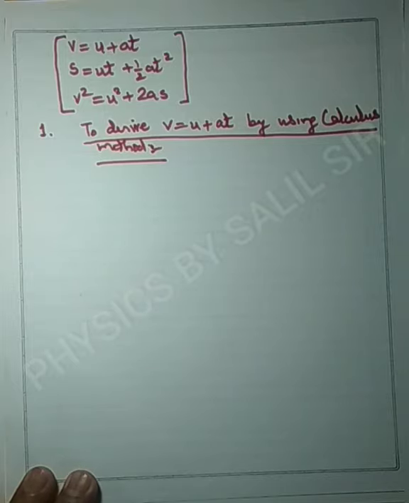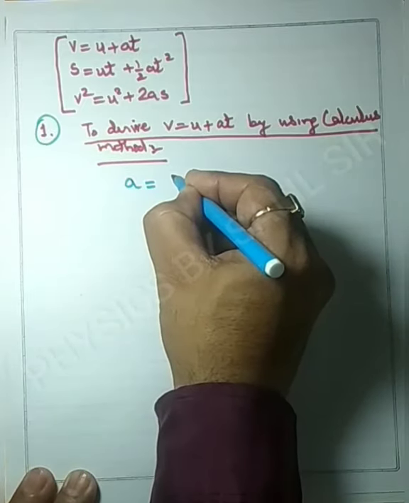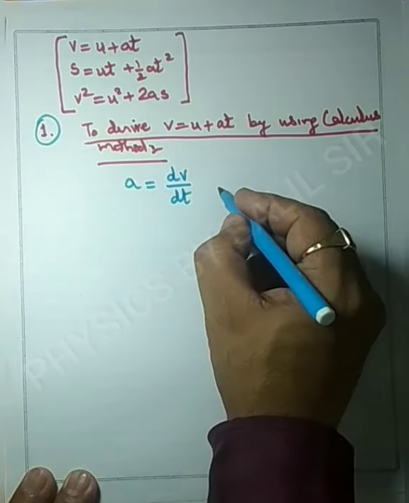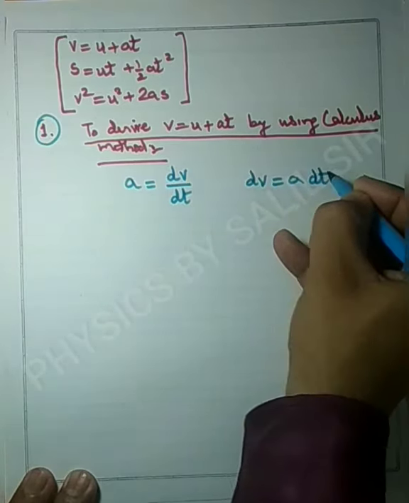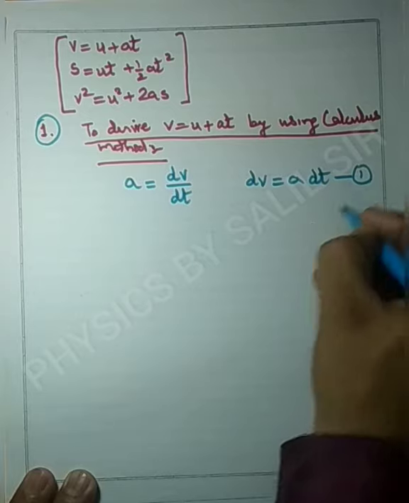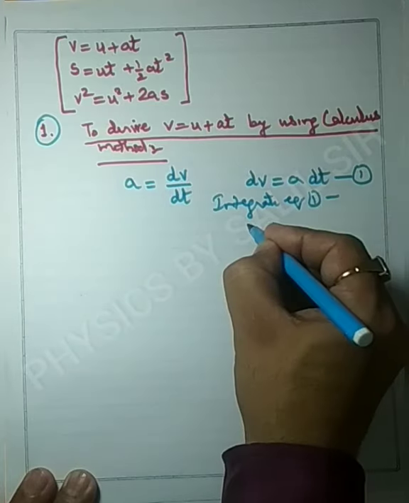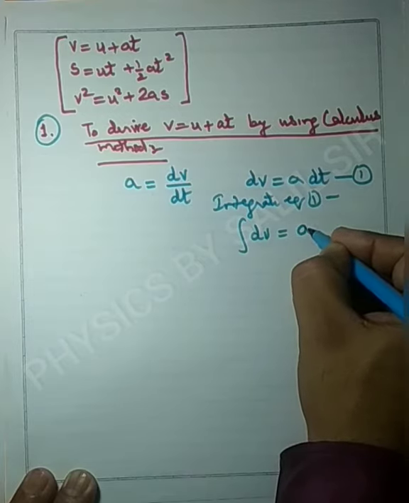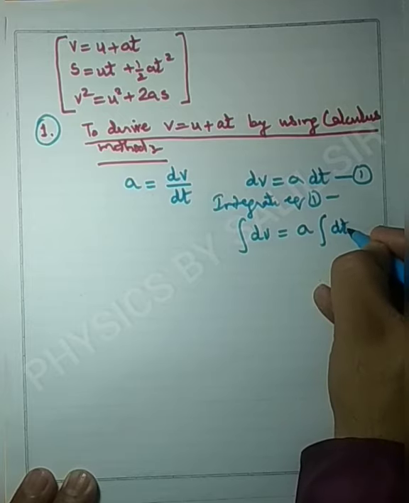So let's start this derivation. We know that acceleration is the rate of change of velocity. It is represented by dv upon dt, and we can cross multiply this to get dv is equal to a dt. Suppose this is equation number 1. Integrate equation 1, so we get integration of dv is equal to, a is constant, so it should be taken outside the sign of integration, so it will be a times integration of dt.